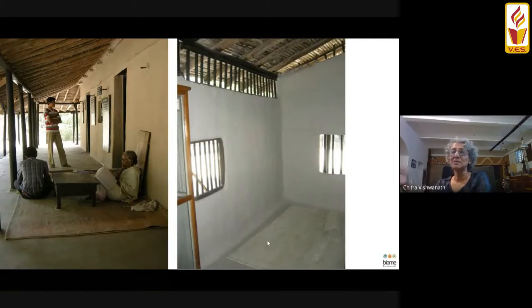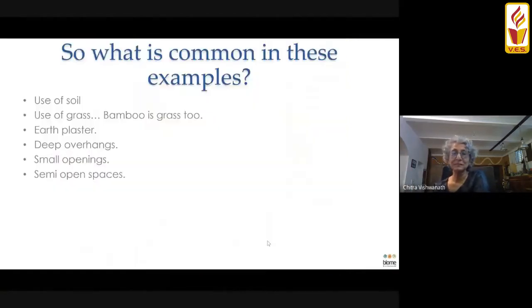So this becomes a space which is also a living room, and the insides are whitewashed, so better light, better feeling inside, but still the same material for windows as what is for the wall. So what's common in all this? What we see is the use of soil, a kind of grass, there are earth blasters, there are deep overhangs, there are smaller openings, and there are semi-open spaces. All correct for the context of the climate.